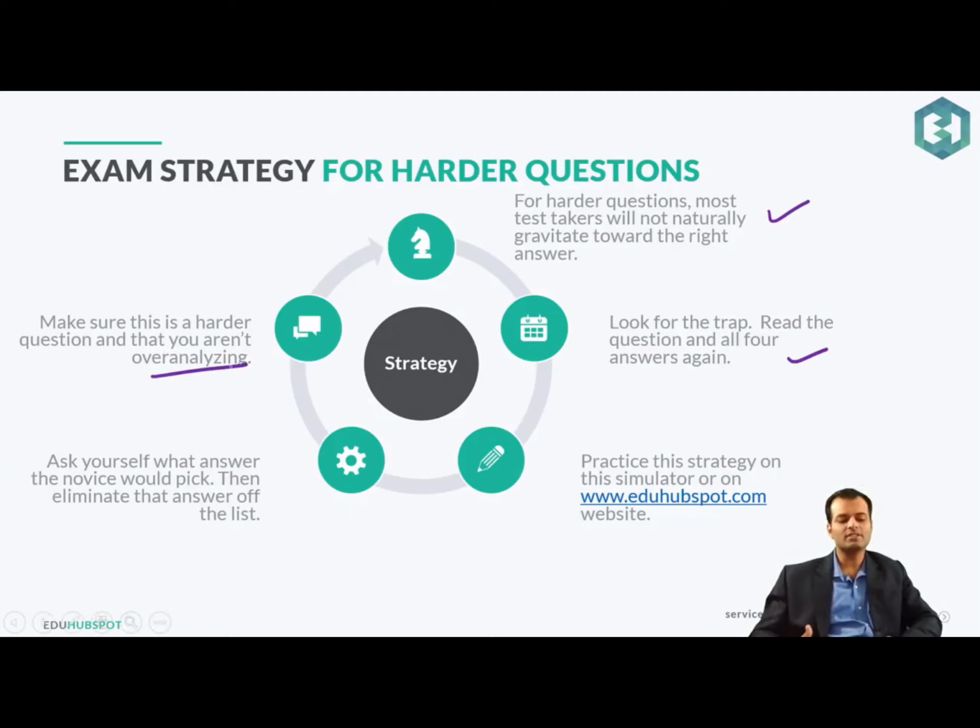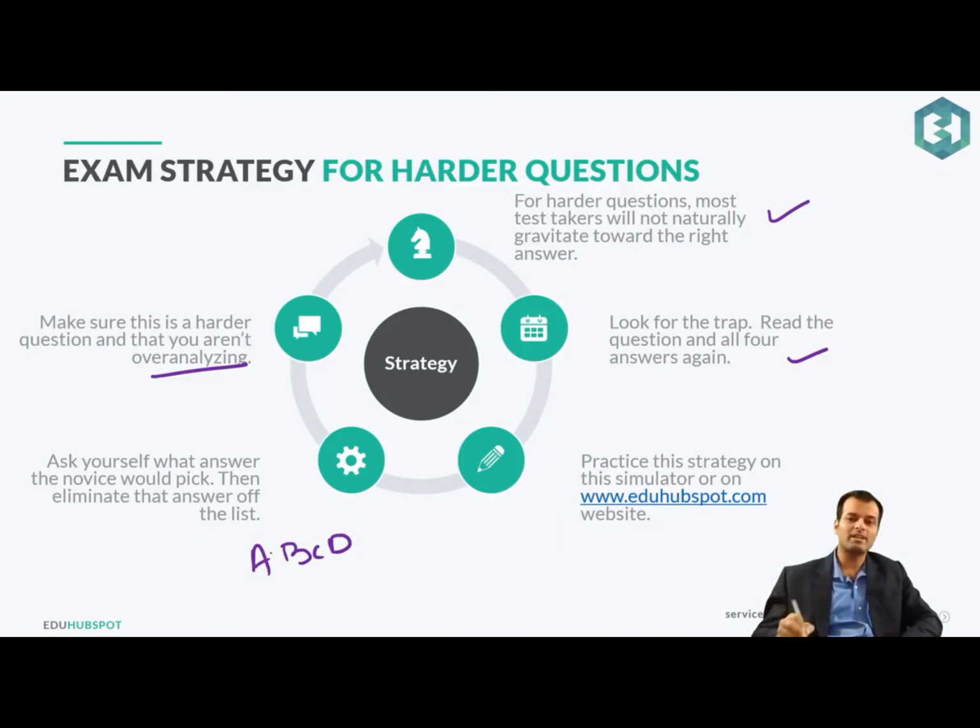Make sure this is a harder question and you aren't over-analyzing. After a certain span of time, you will start over-analyzing things. If you get an easier question on the exam, you don't have to over-analyze. Just remain focused, remain calm, and give your best shot. Ask yourself what answer the novice would pick, then eliminate that answer from the list. Again and again, I'm saying the same thing: elimination technique. Don't try to find the right answer.